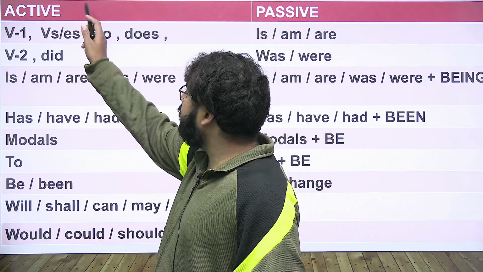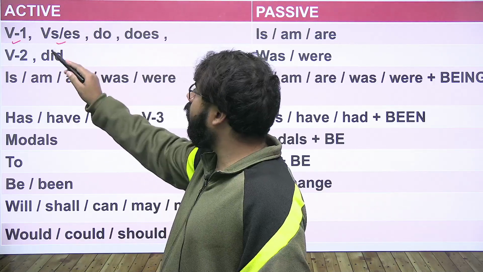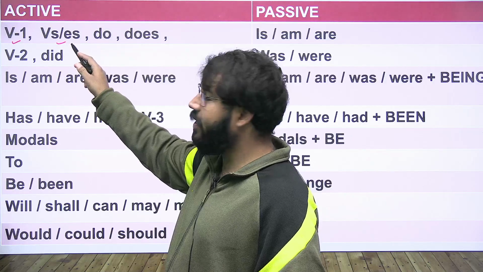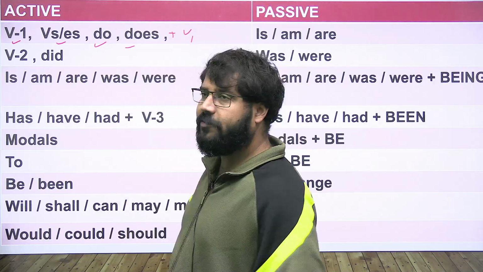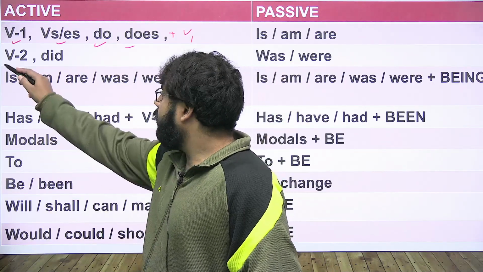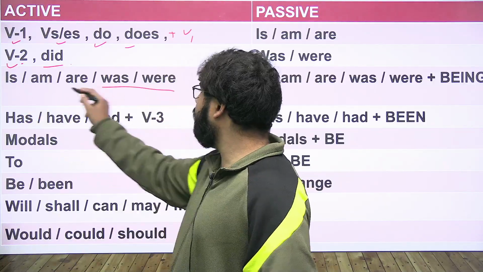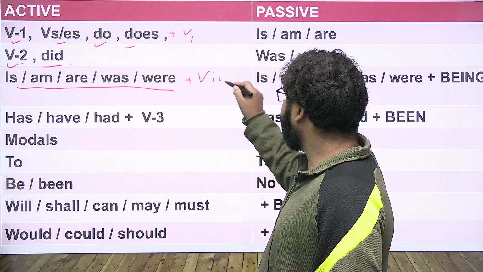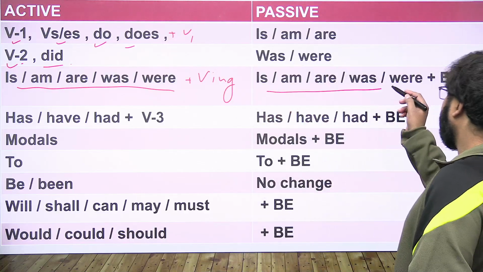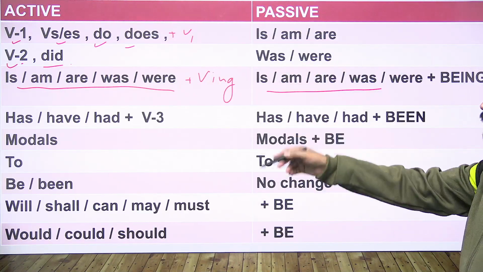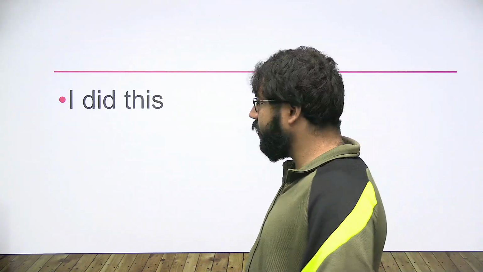Whenever the sentence is given in the form of verb tense, like indefinite, with the first form of the verb, do or does is given with the first form of the verb. V2 or did means past indefinite is given, or is, am, are, was, were is given with the fourth form of the verb. First of all, you will have to learn the chart, and then you can go ahead. See, I'm just going to do it for you.